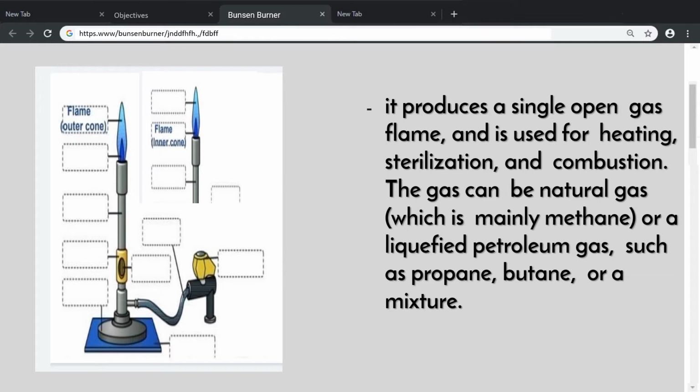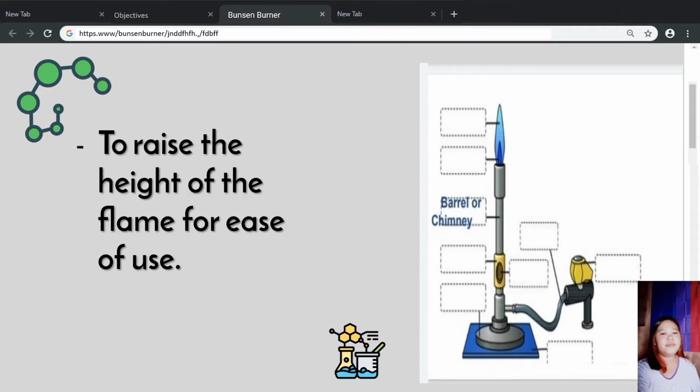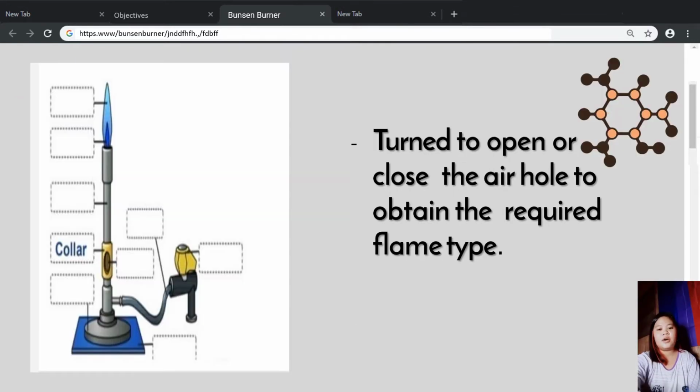The gas can be natural gas, which is mainly methane, or a liquefied petroleum gas such as propane, butane, or a mixture. The second part is the barrel or chimney, to raise the height of the flame for ease of use. The third part is the collar, turned to open or close the air hole to obtain the required flame type.